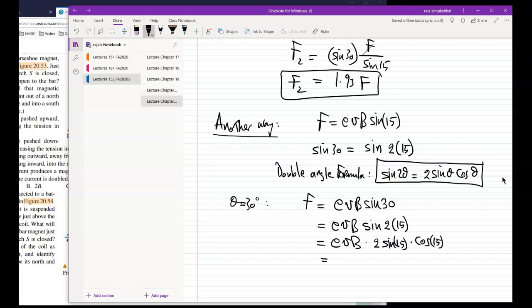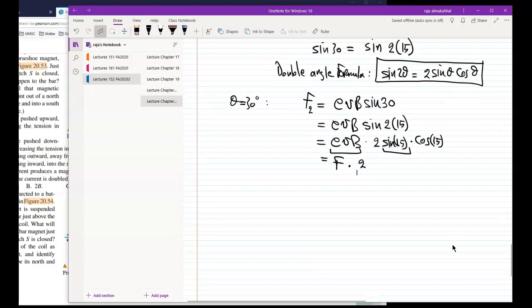Okay? So now what I want to do, this sine 15 with F, well, what is that? Let me go back. I'm sorry, I should have called it F2 here because it's different. So in this case, that's F times 2. What's left is 2 and cosine 15. 2 times cosine 15.